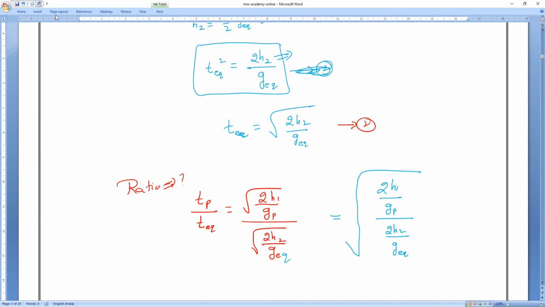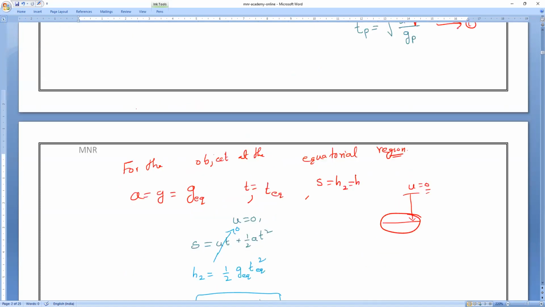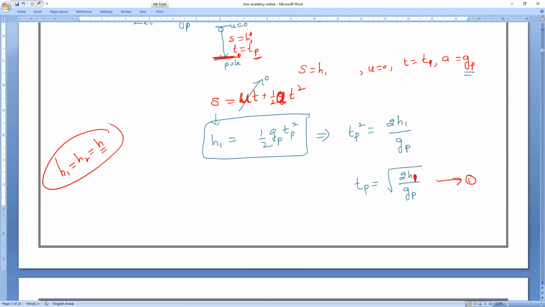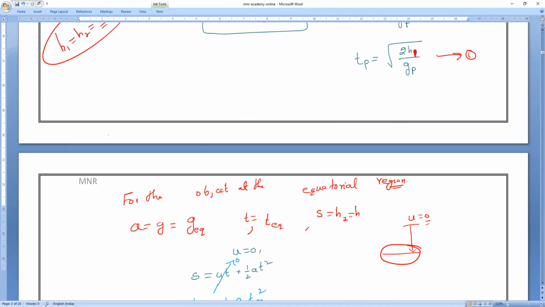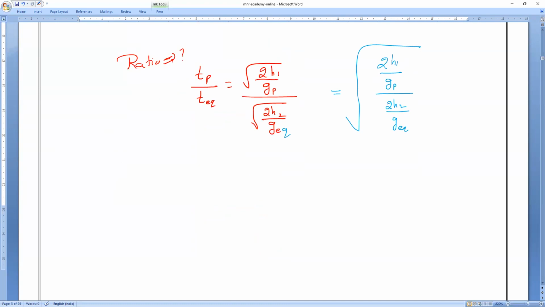Now again, we all know from the beginning, H1 is equal to what? Speak loudly. H1 is equal to H2. So we know the height is the same. So H1 is equal to H2 is equal to H. Now you can see, I'll replace it. The 2 will get cancelled. So all of you observe very carefully. Now reverse it: A by B divided by C by D is equal to A by B into D by C.